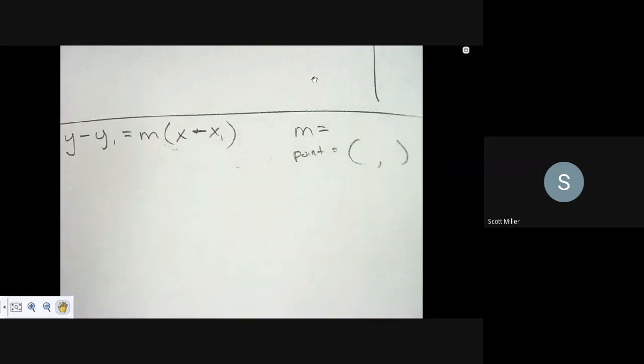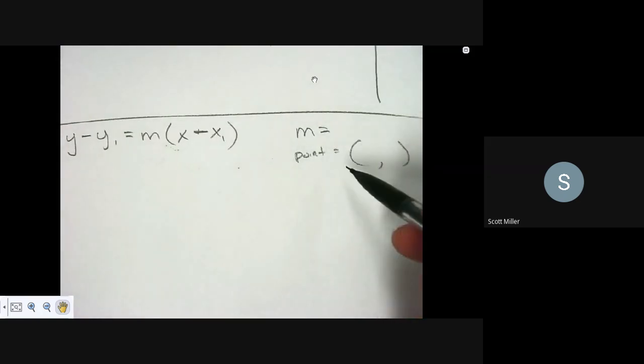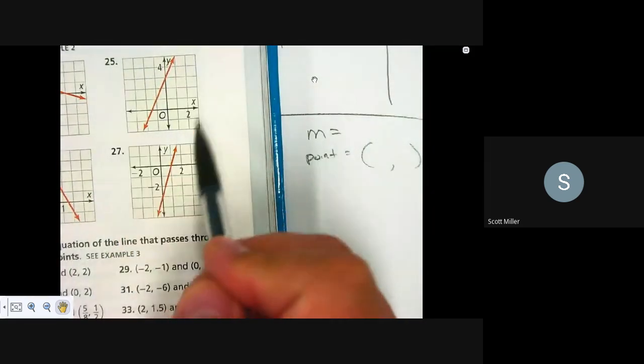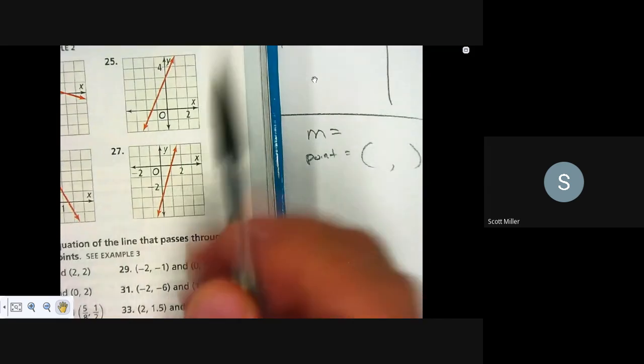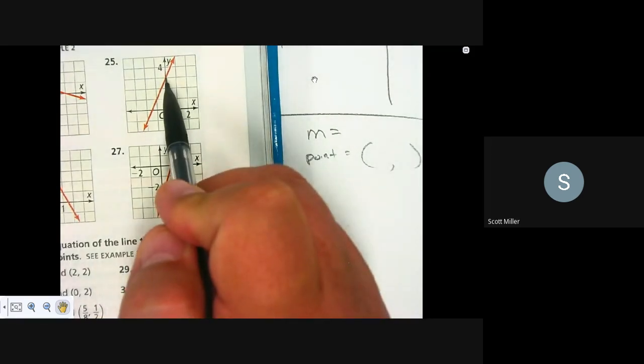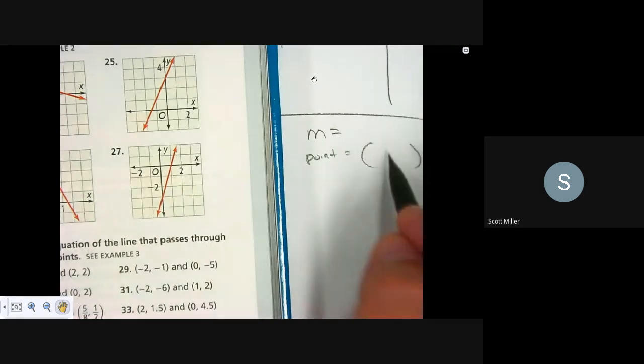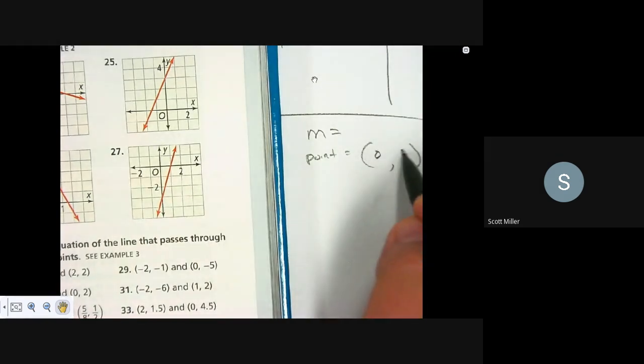From our picture, we need to gather this information. On this picture, we look around and see if there's a spot where we can pull out a point. They were nice enough to give us that one right there. That point is on the y-axis, so this is the y-intercept. It is at 1, 2, 3, so my point is at (0, 3).